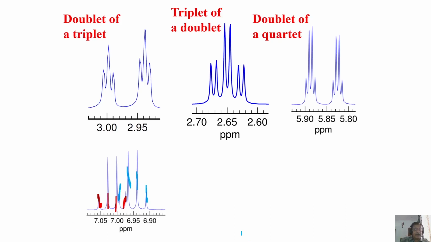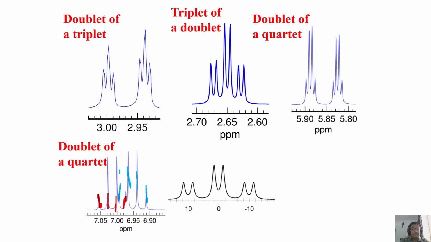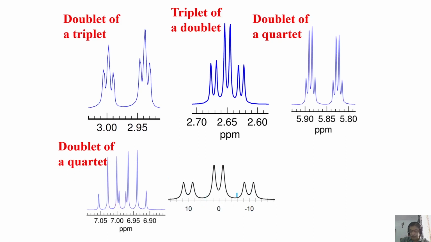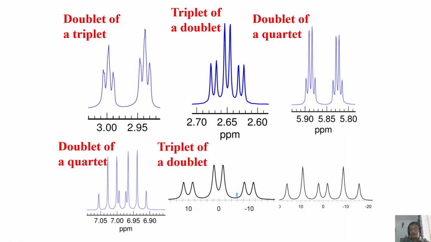Now what do you understand by that? Larger splitting is a doublet, and each line of the doublet is split into quartets. What do you call this? Doublet of quartets. Now this one, larger splitting is a triplet. Each line of the triplet is split into a doublet. The center of this to the center of this is a triplet coupling, and each line of this triplet is split into a doublet. What do you call this? This is called a triplet of doublets.